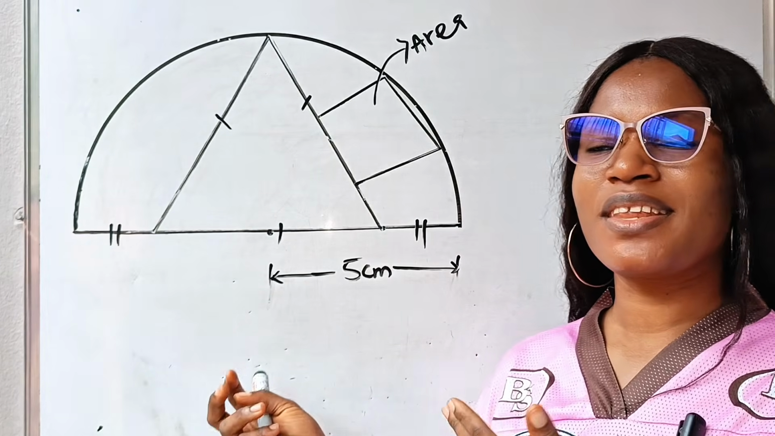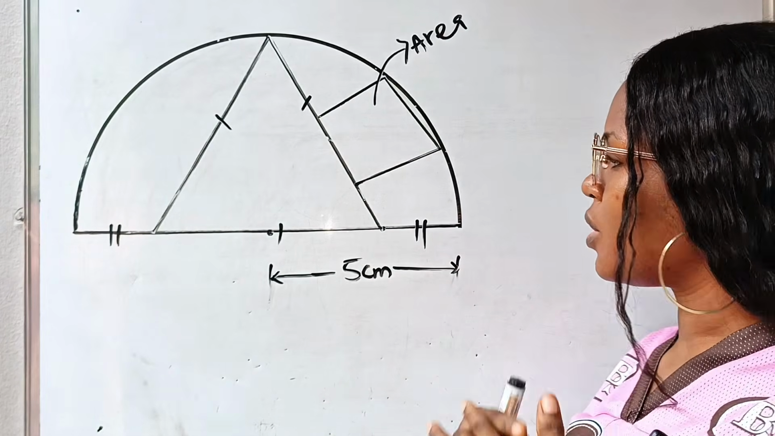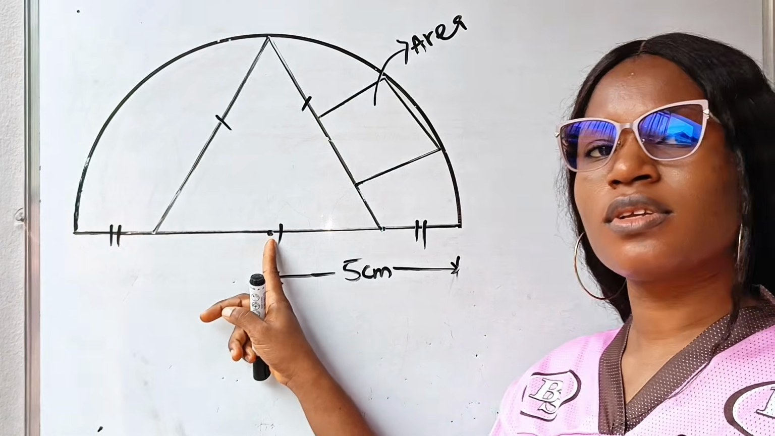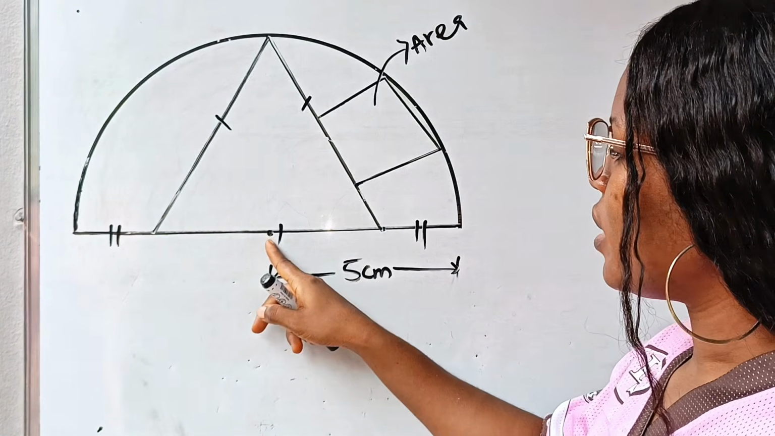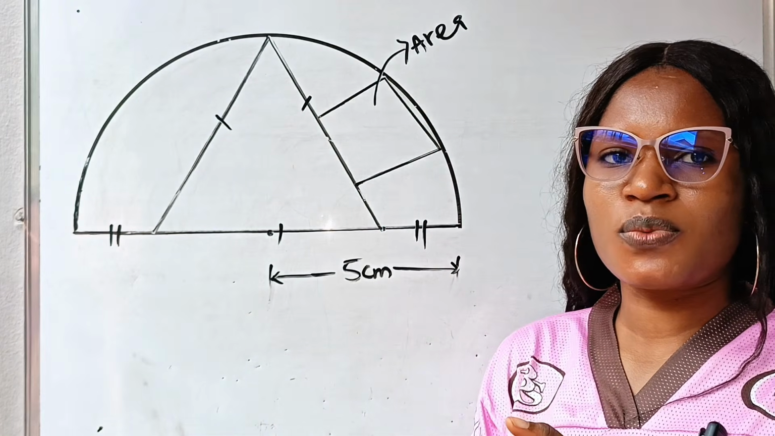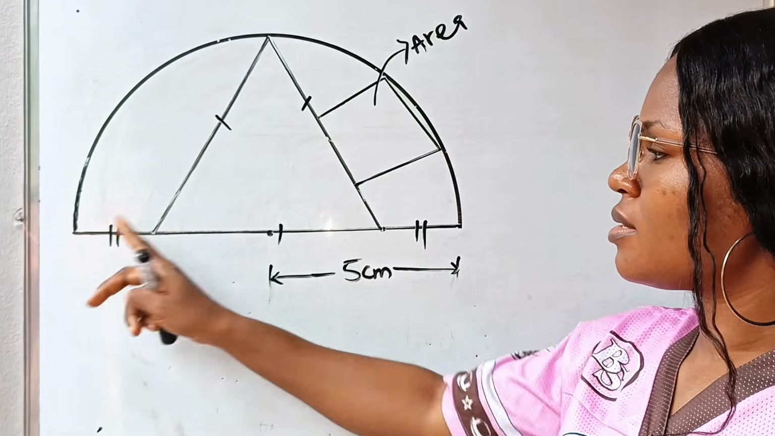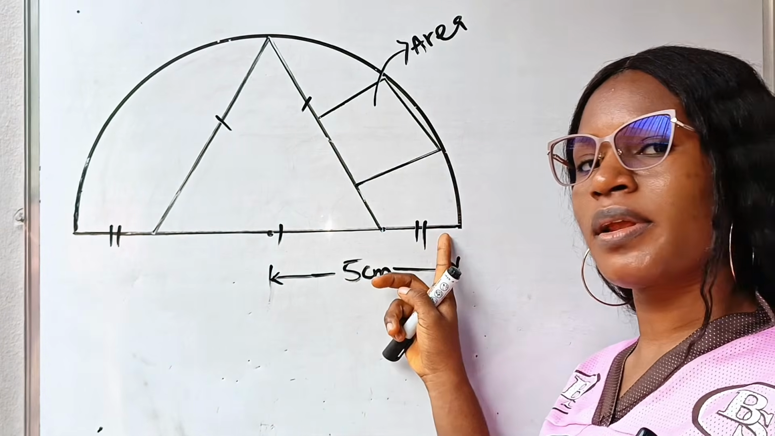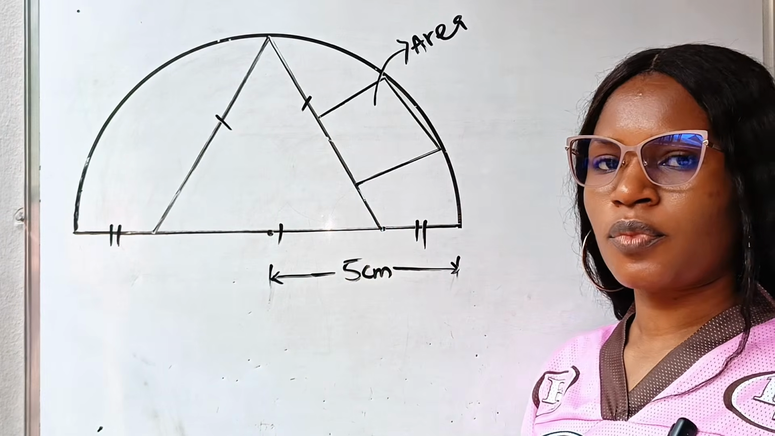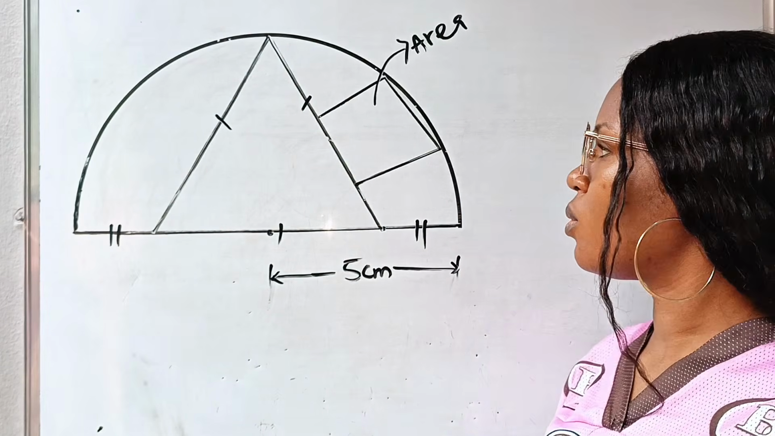Okay, now this seems to be a complex one, but it's actually very easy. First thing we are going to do is, this is the center of the semicircle. Let us join this to this. Okay, there is very important information again that we are given. The information is that this place is equal to this place, and the sides of this triangle are equal. And that means that this triangle is an equilateral triangle.